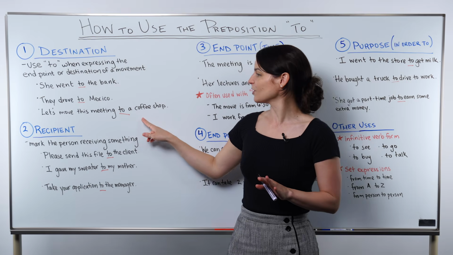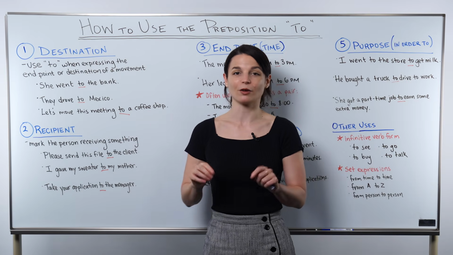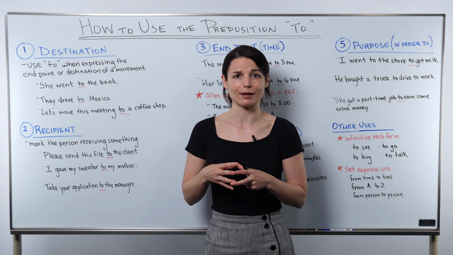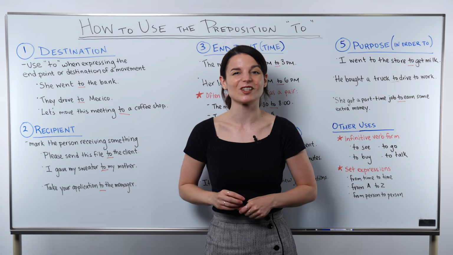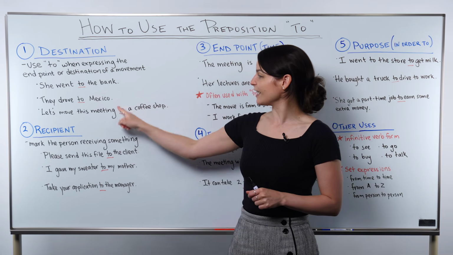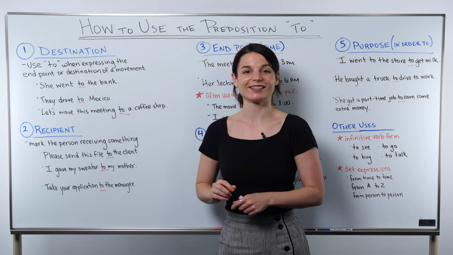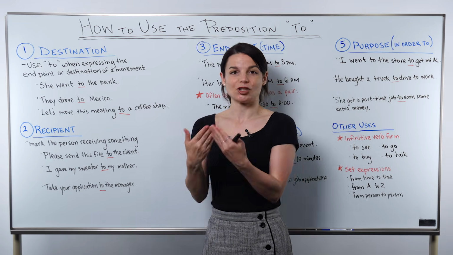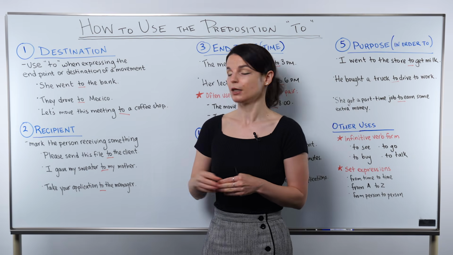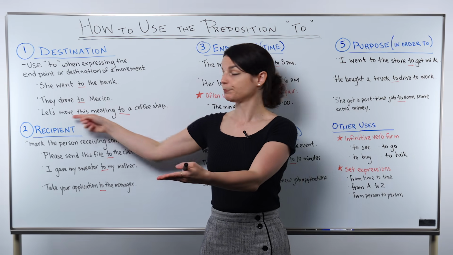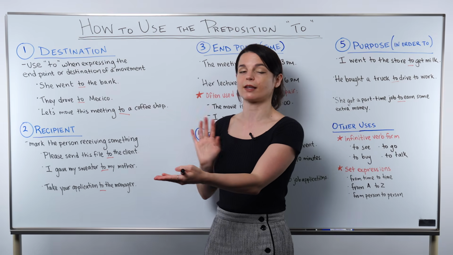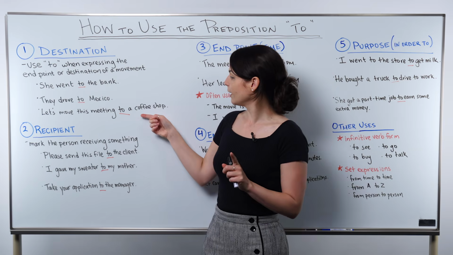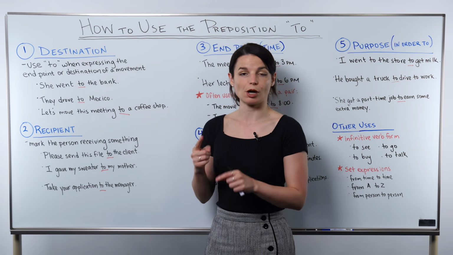"Let's move this meeting to a coffee shop." This is an expression we can use if we want to stop having a meeting somewhere and go somewhere else to continue talking. Here we have the desired end point, a coffee shop. So this person is making a suggestion. This is not a past tense example, but they're saying, let's move to this destination. So they're talking about a destination in the future. So we can use "to" before a specific endpoint for our movement.